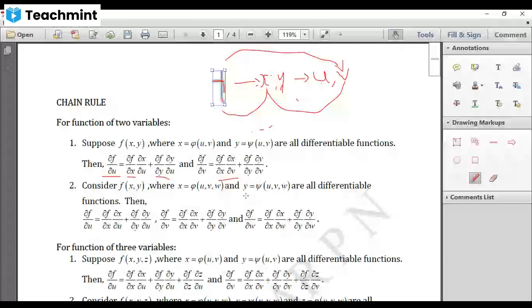Then plus partial derivative of f with respect to y, into partial derivative of y with respect to v. While differentiating f with respect to y, your x will be constant. While differentiating y with respect to v, your u will be constant. So this is the formula for the chain rule in the case of two variables, when your f is a function of two variables and those two variables are functions of two independent variables.